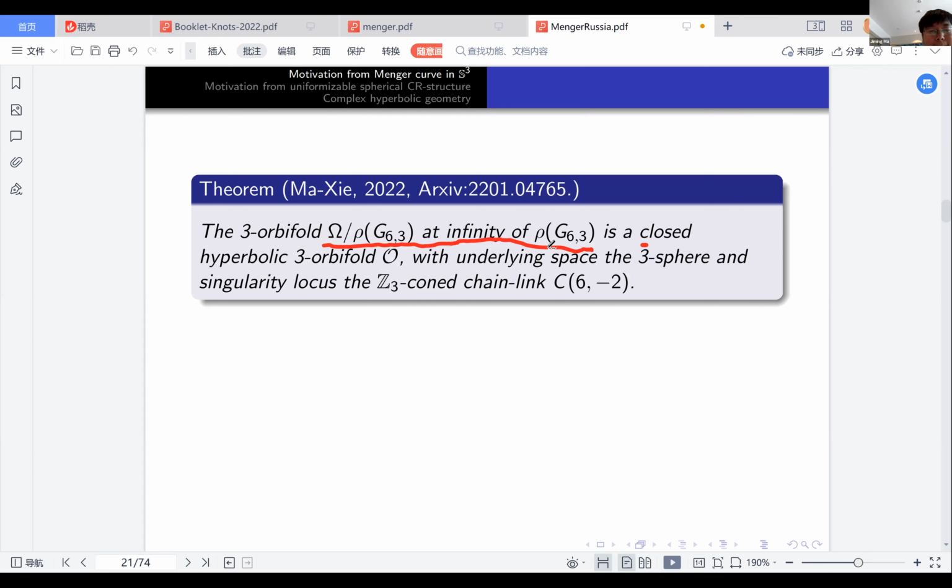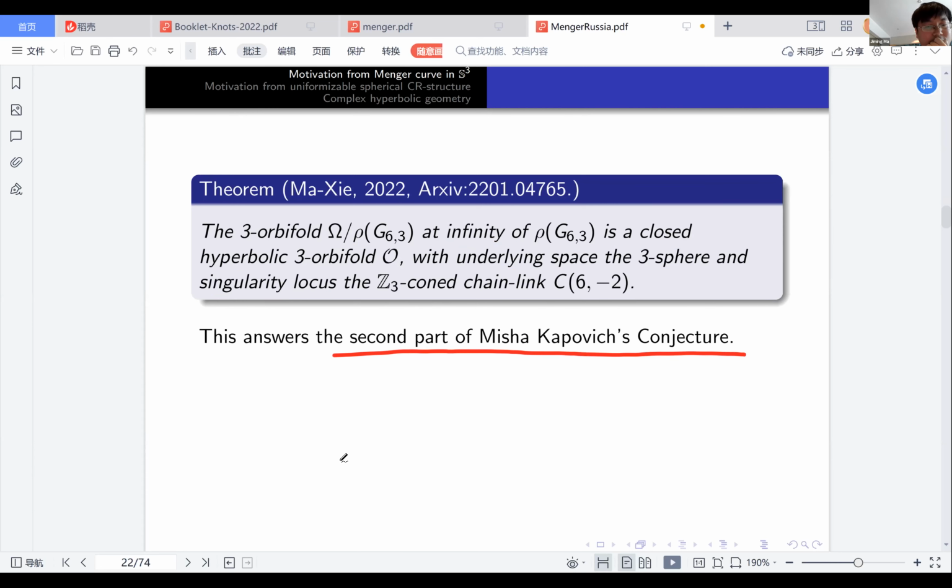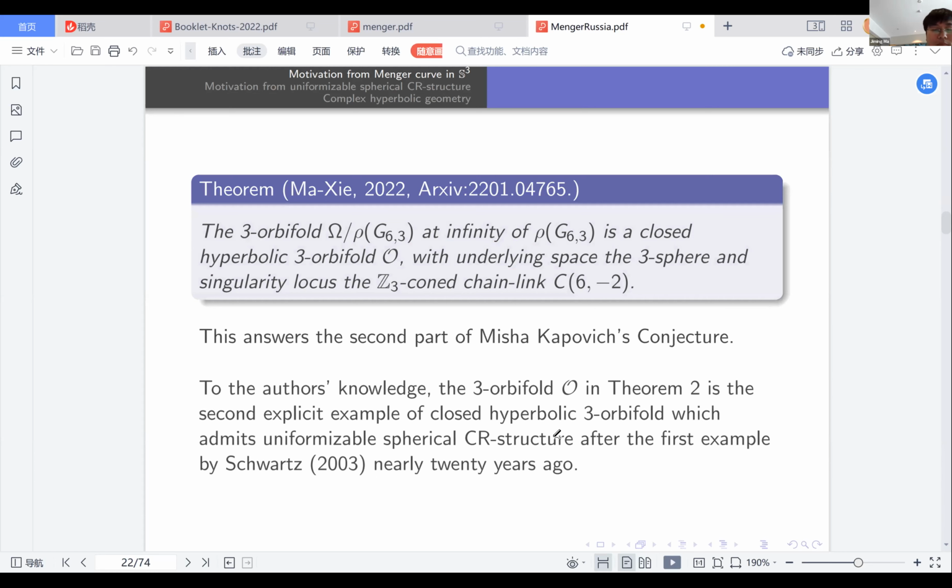And to our knowledge, the 3-orbifold here is the second explicit example of a closed 3-orbifold which admits a uniformizable spherical CR structure, after the first examples given by Richard Schwartz nearly 20 years ago.